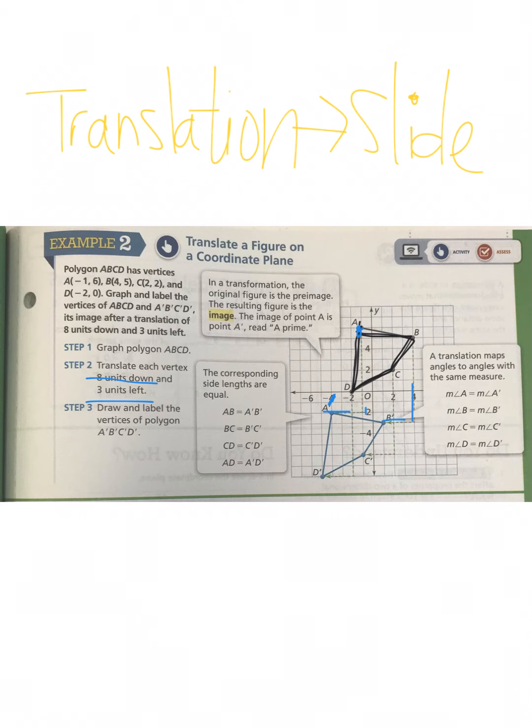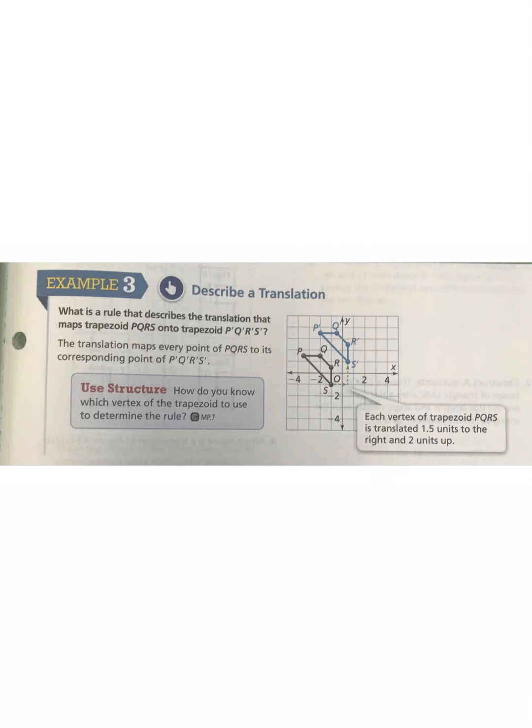So we are going to actually move shapes on a coordinate graph. We're sliding them. Let's look at example 1 first. Which one do we think was our pre-image and which one is our current image? The pre-image is the one that is in black, and our current image or our new image is the one in blue. How do we know that? It is because of our prime. Looking for that apostrophe.